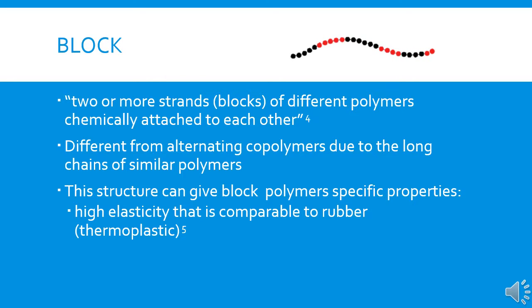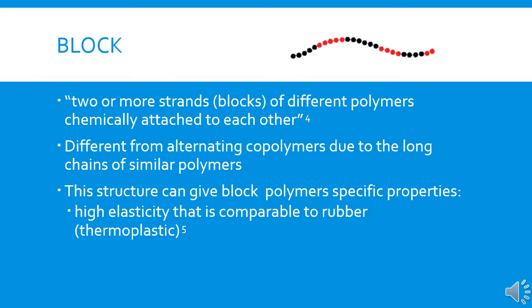Block copolymers are the final type of linear copolymer that we will go over. It consists of large strands or blocks of different polymers chemically attached to each other. This creates a copolymer structure similar to the picture above. As you can see, there are alternating groups of red and black present in this chain. These chunks of similar monomers are the major structural difference between this copolymer and alternating copolymers.